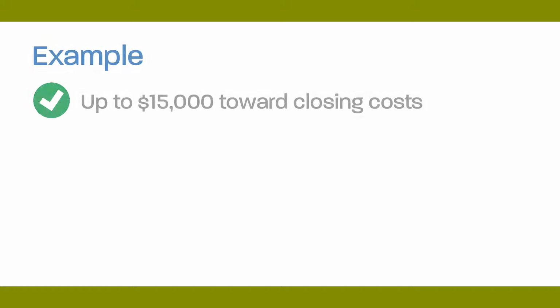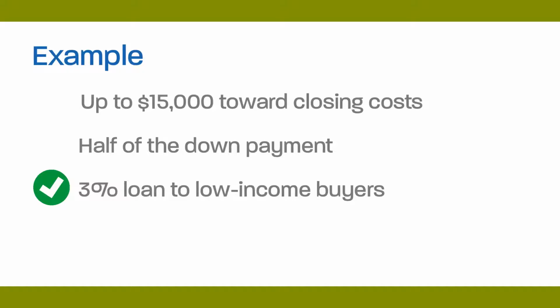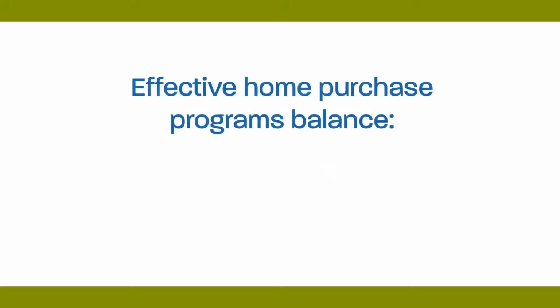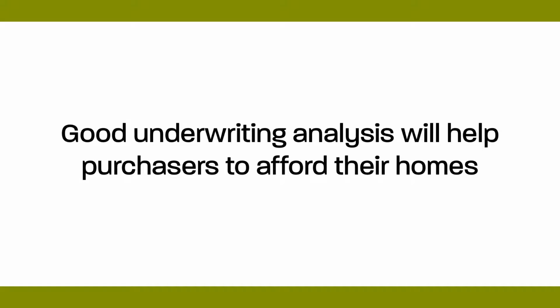An example program by one grantee provides home purchase assistance up to $15,000 toward closing costs and half of the down payment. The program offers a 3% loan to low-income buyers. For very low-income buyers, they offer a deferred loan payable only at sale or refinancing. Effective home purchase programs balance the amount of assistance, the repayment terms, and the target population in order to assist the most households and still reach families who would not otherwise be able to afford a home. Good underwriting analysis will help purchasers to afford their homes in the long term.